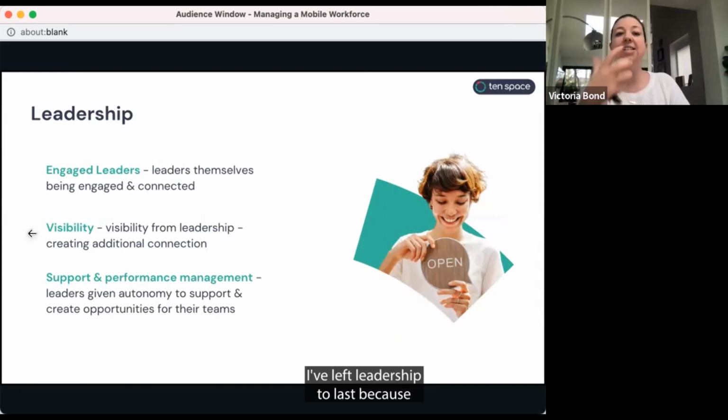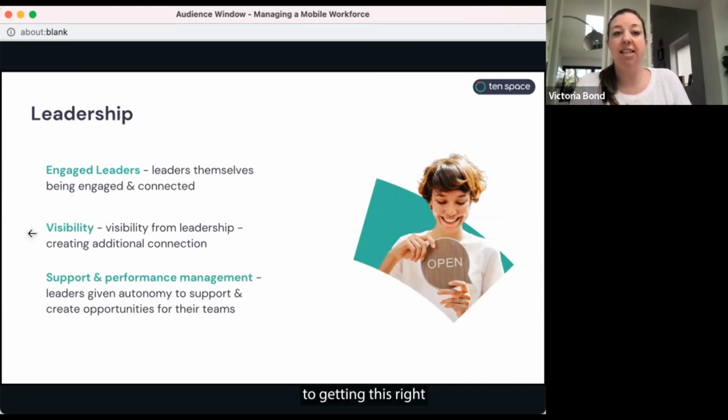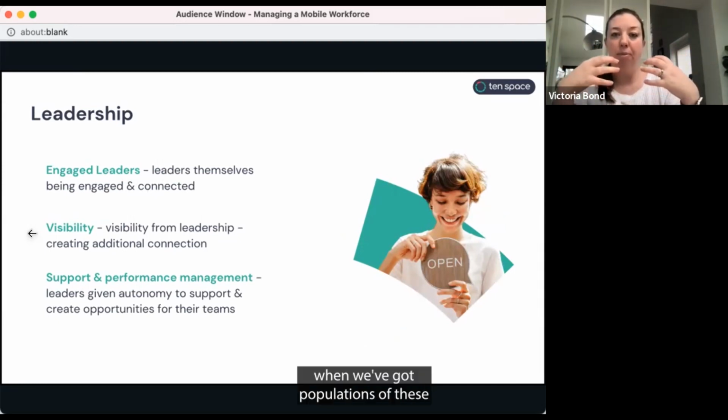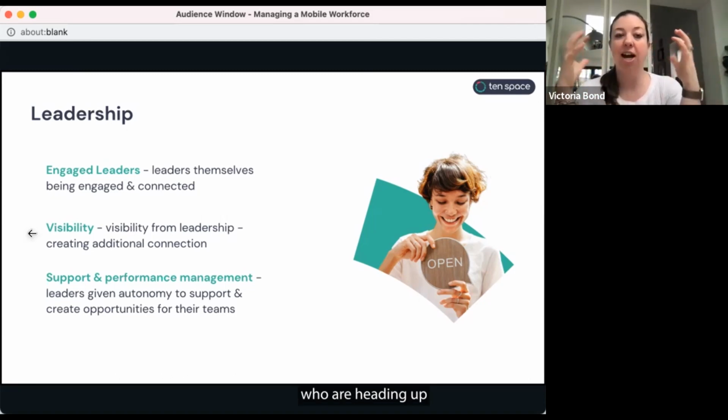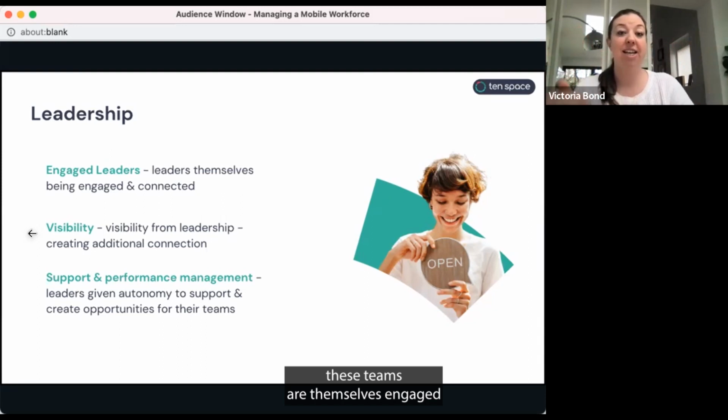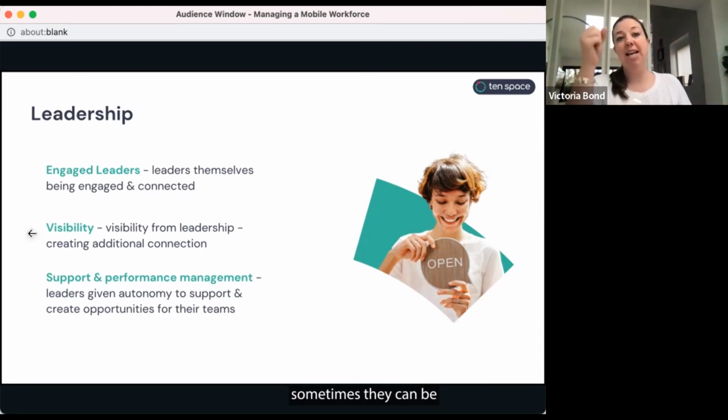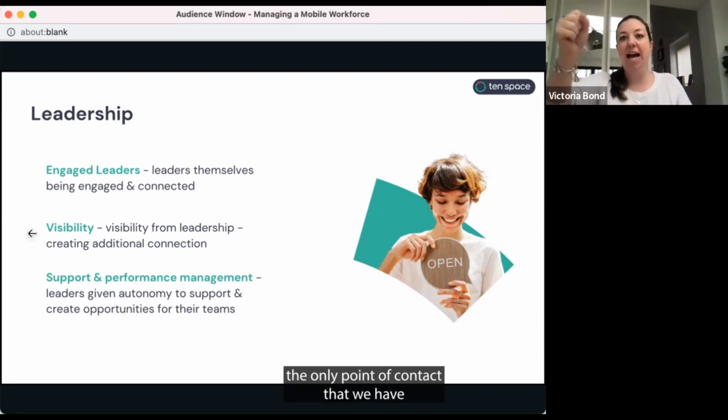I've left leadership to last because this can often be the most important thing to getting this right and building engagement in these teams: how we invest in these leaders. Often the work that we'll do when we've got populations of these teams is to make sure that those leaders who are heading up these teams are themselves engaged. Because sometimes they can be the only point of contact that we have.